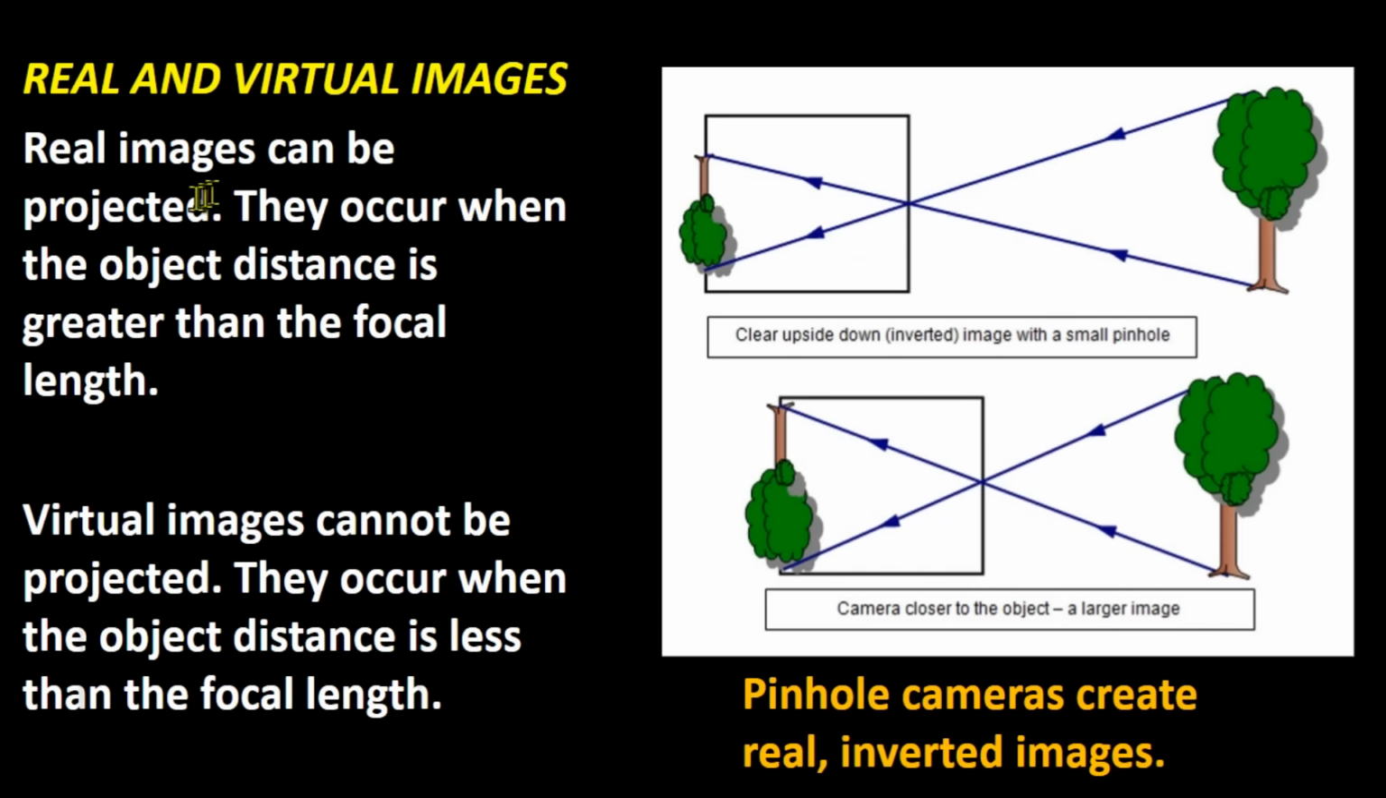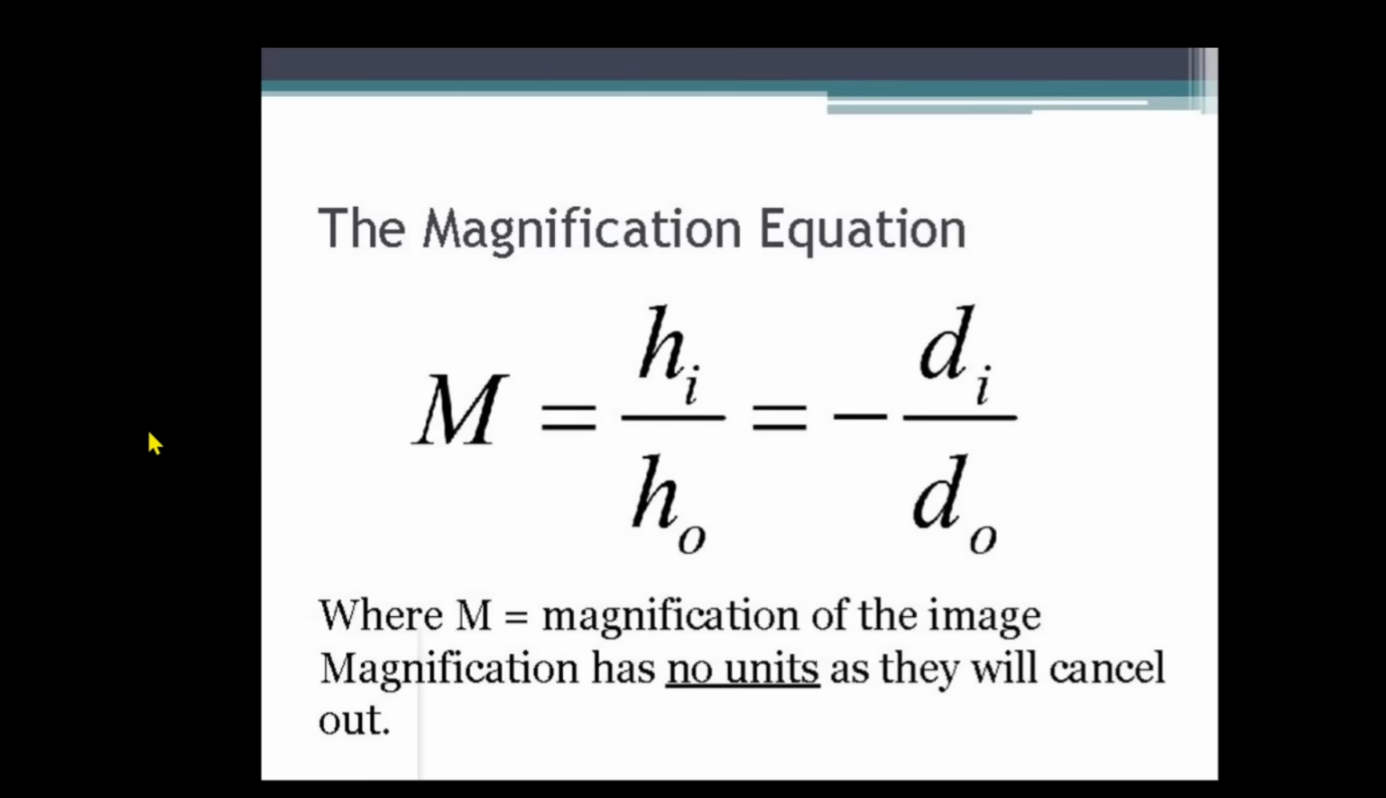Real images can be projected. They occur when the object distance is greater than the focal length. Virtual images cannot be projected. They occur when the object distance is less than the focal length. This is the formula for magnification. The magnification M is equal to the height of the image divided by the height of the object, or the distance of the image from the center of the lens to the distance of the object from the center of the lens. Magnification has no units.